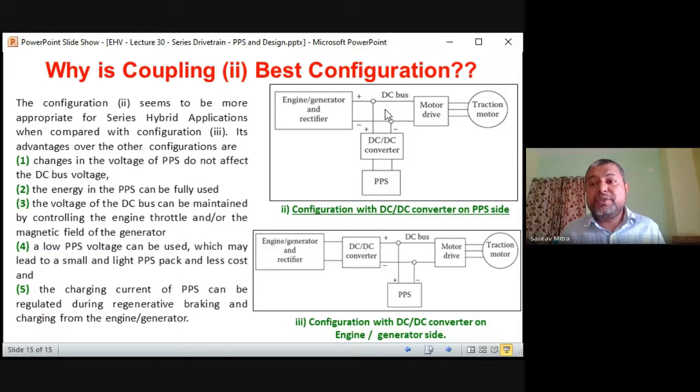Next day we will see three design or sizing considerations: designing and sizing of the motor drive, second, designing and sizing of the engine generator, and third, designing and sizing of the PPS. So motor, engine generator and PPS are the three main components and how to design them. All those three things we'll be seeing next day. That's all from me today.